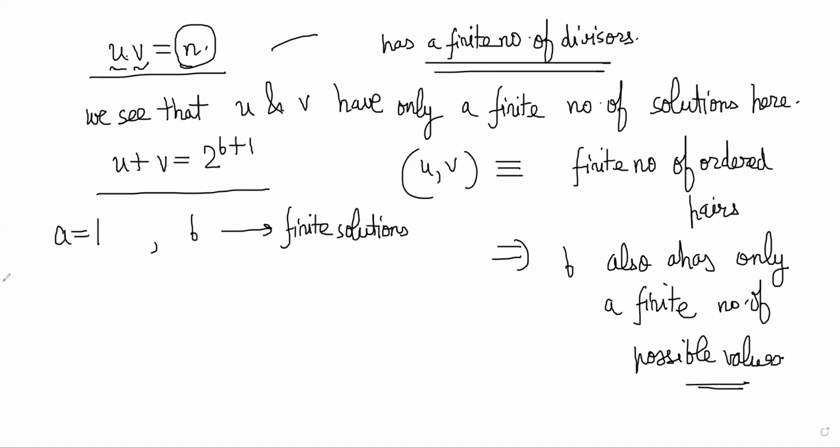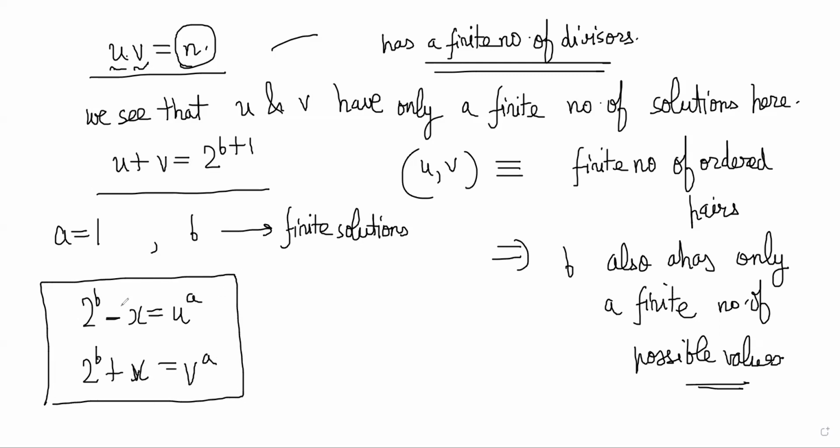And now we can easily find x also because we had these equations in the beginning. These were the equations in the beginning. So from these two equations, since we know a and b, we can find x. And since b has a finite number of solutions, we have basically proven that for all three, a, b, and x, there are only a finite number of ordered pairs which satisfy it, right? So basically that concludes our proof, and we have used quite a few techniques.